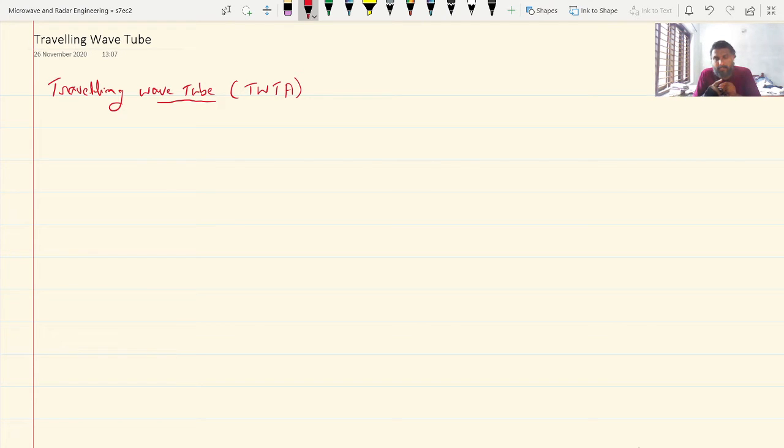We have already discussed the two cavity klystron amplifier. There we utilize two cavities. Here such cavities are not present in the traveling wave tube amplifier. We are not utilizing any cavity here. That is why we can call this a non-resonant circuit.